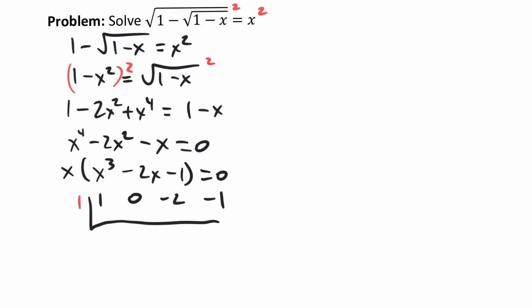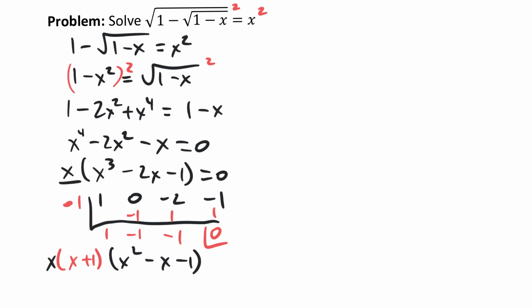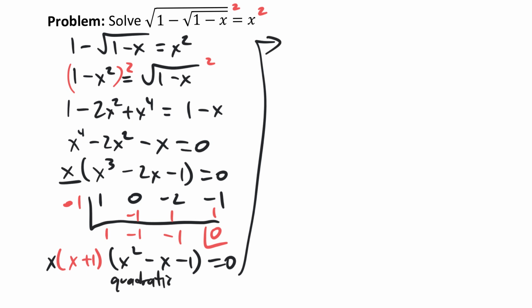Let's try negative 1. 1, negative 1, negative 1, 1, negative 1, 1, 0. Oh, sweet. So we get x plus 1, x squared minus x minus 1. And then don't forget we have this x, so let's put that over here. Now we have a quadratic, so we could keep doing synthetic division, but I don't think it's actually going to work. So I'm going to use the quadratic formula.